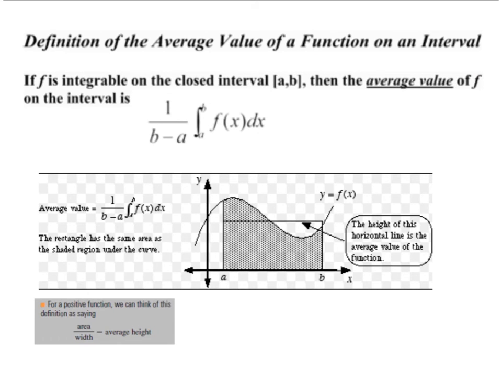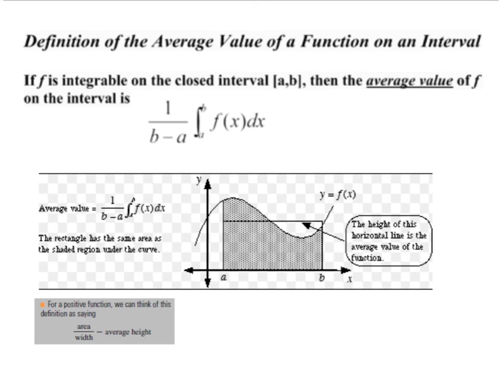So there are many theorems that come out of the fundamental theorem of calculus, and one of them is this definition of the average value of a function on an interval. Fundamental theorem of calculus also came out of, since we're talking about definite integrals, Riemann sums, because it's finding the area, estimating the area under a curve, between the curve and the x-axis. So if f is integrable on the closed interval [a, b], then the average value of f on the interval is 1 over b minus a times the definite integral from a to b of f of x dx.